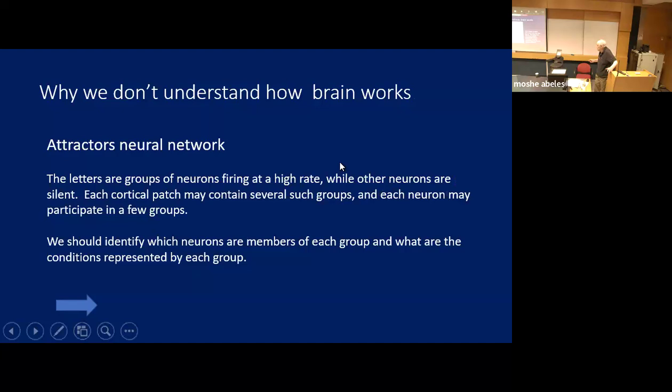Okay, thank you. So the groups of neurons that fire at high rate are the attractor, and the rest are silent. And there could be several attractors in one network, and each neuron can be a member of several such groups. How can we tell if something like this happens in the cortex?